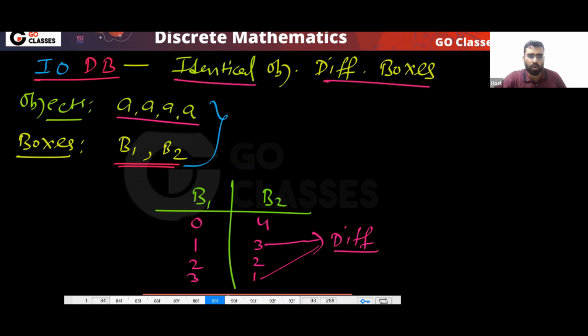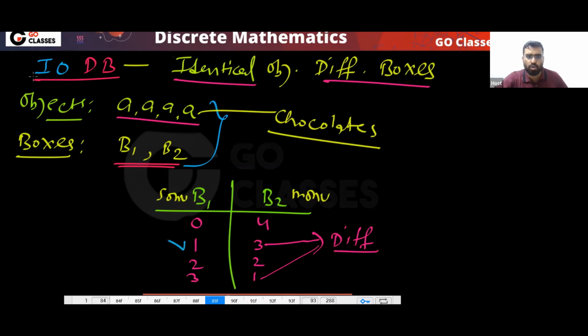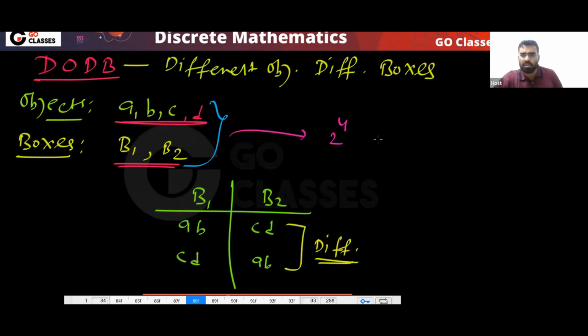Identical objects but different boxes. Like let's assume this is a child, let's assume this is Sonu and this is Monu. And let's assume these are chocolates. Then you can notice that in this scenario, Sonu has 1 chocolate. Here Sonu has 3 chocolates. So they are different. And finally, you give all 4 chocolates to him. So there are 4 ways. And here we have a total of 16 ways.